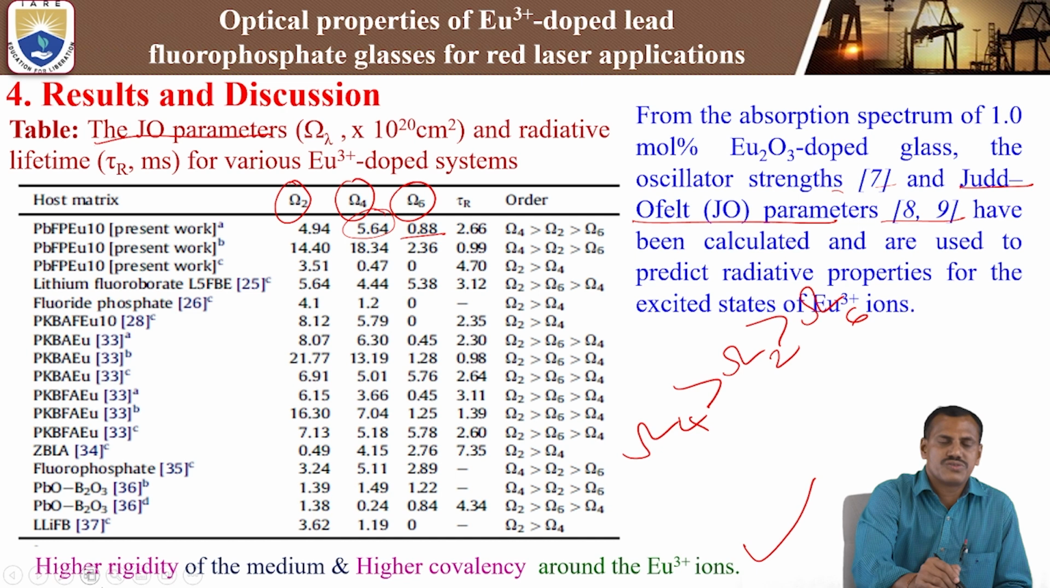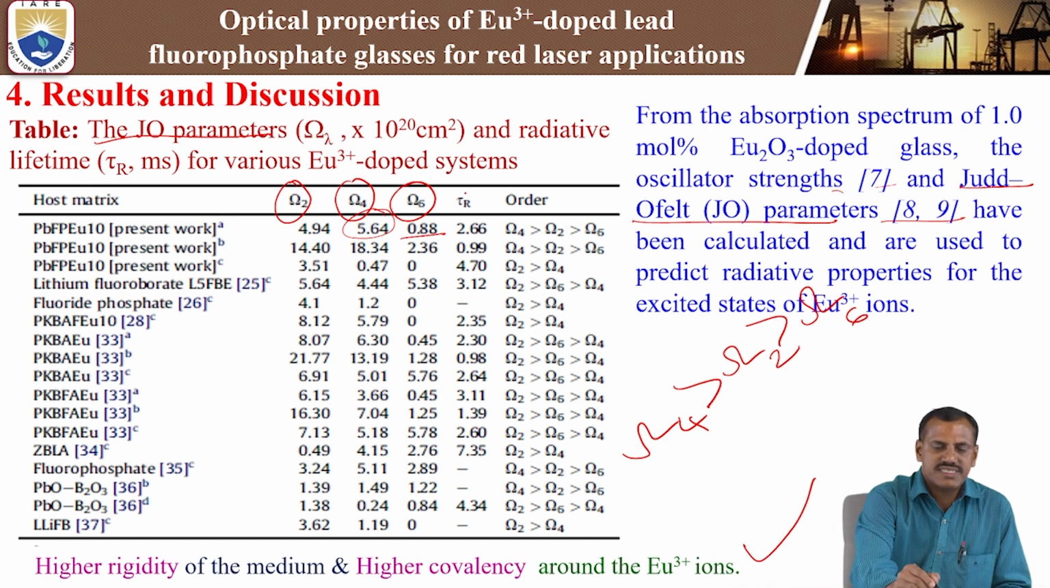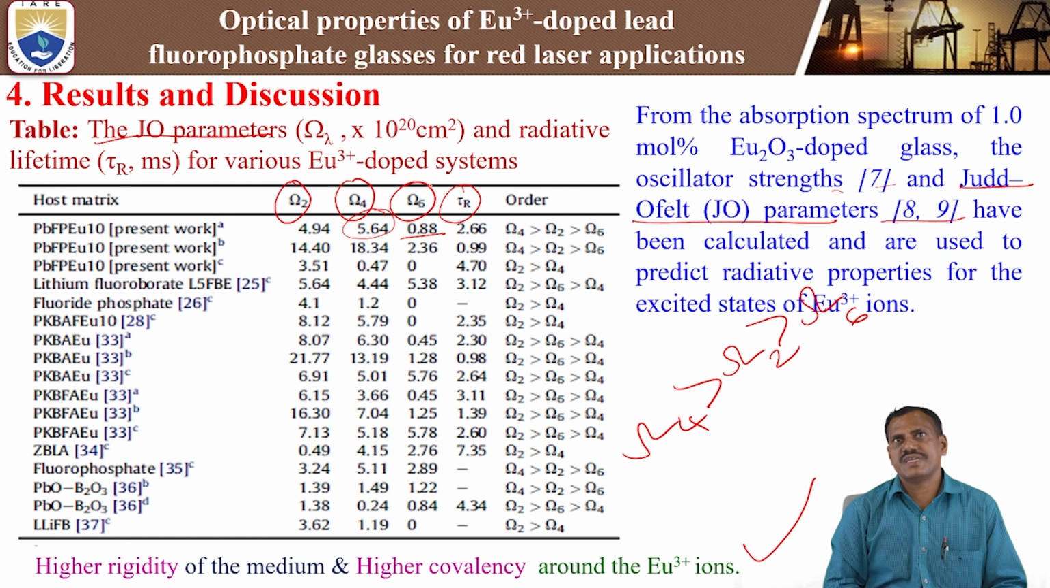This table shows the different host materials. We are comparing with different europium triple doped fluorophosphate glasses. Here next is the radiative decay time and the order of the intensity parameters.